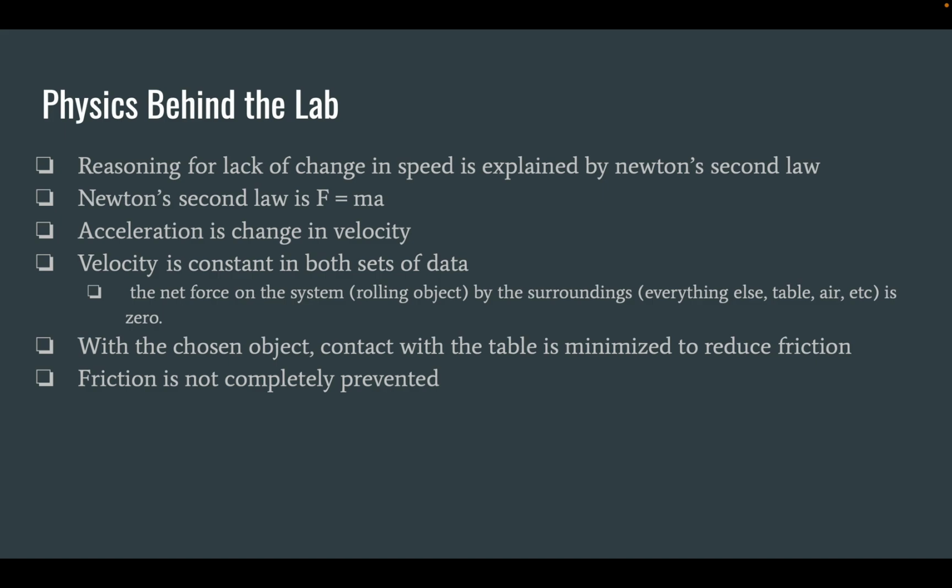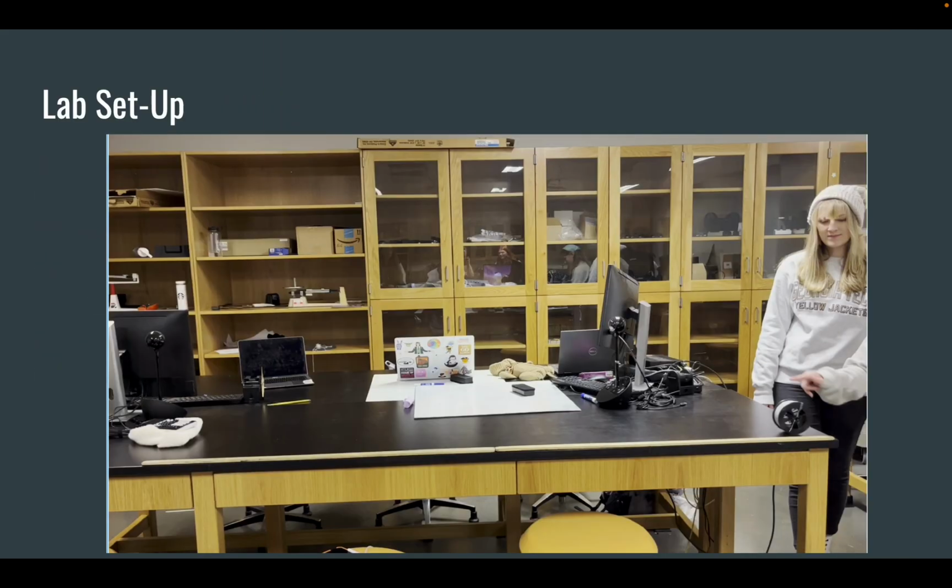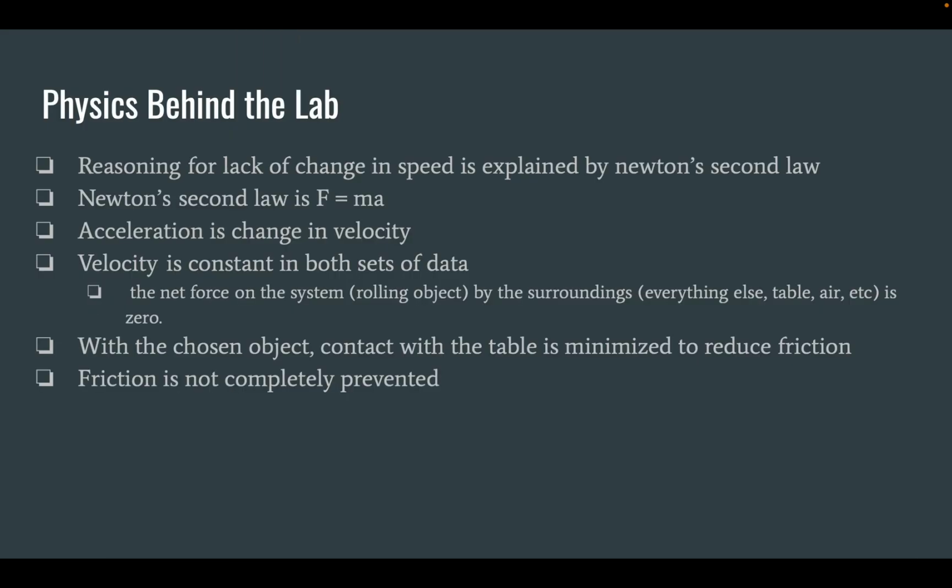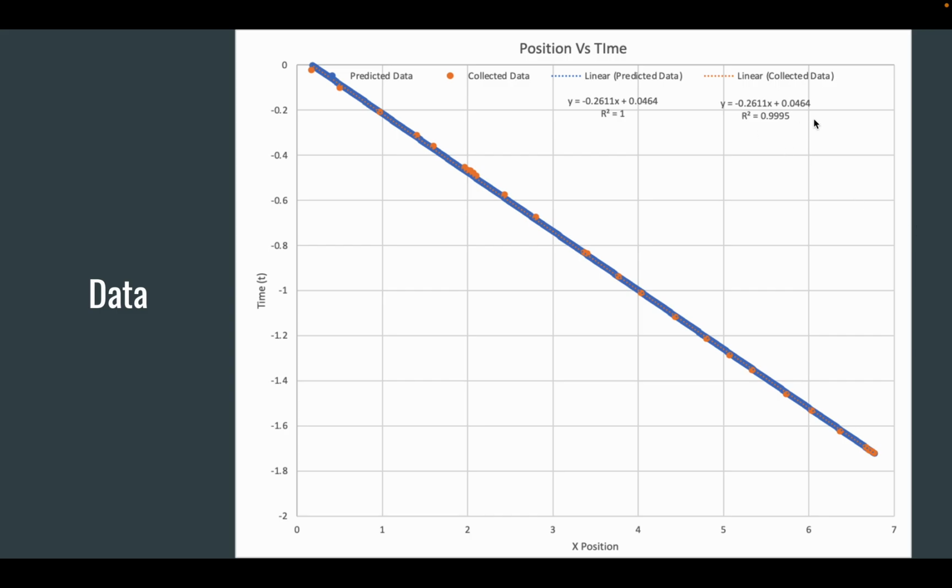For the chosen object we picked, as you can see over here, it doesn't have a lot of contact with the table. Can't really tell if you can see that from here, but just the two ends of it have contact with the table to help reduce friction. But friction isn't completely prevented because it's not a perfect world. So as you can see here, the r-squared value for collected data isn't perfect like the predicted data is.